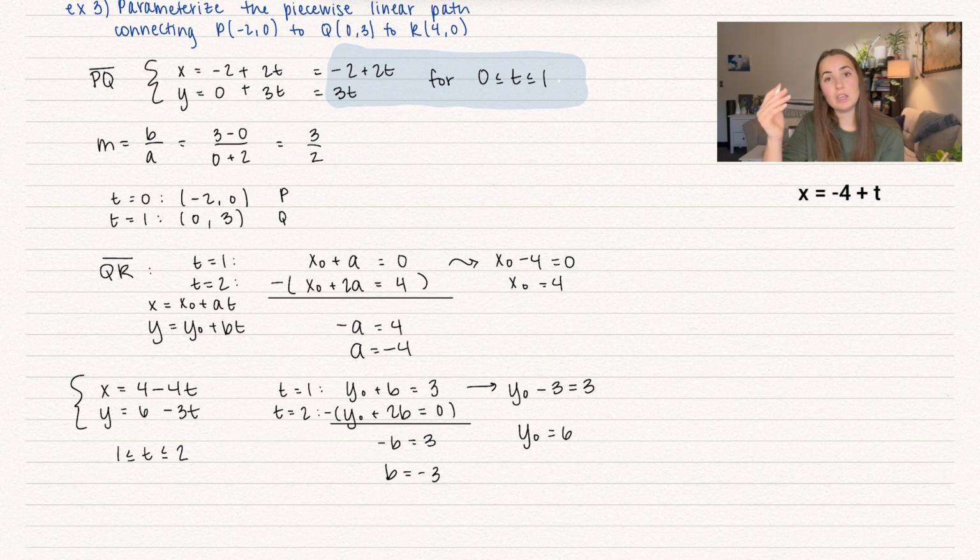And now that we're at Q, we're going to go down to R. So then we switched parametric equations to the second one, and that's going to continue the t sequence. So we go from 0 to 1, and then we go from 1 to 2.